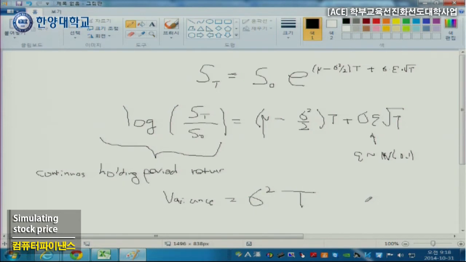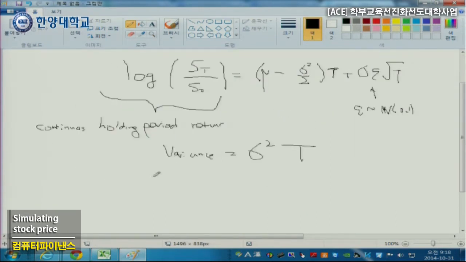So this term seems a good idea. Therefore, this second part, good idea, okay? The second part captures the variance term. Then what can the first part capture? Let's think about the first part.